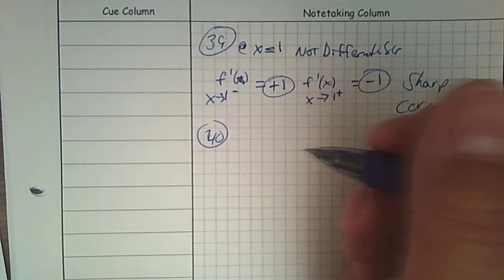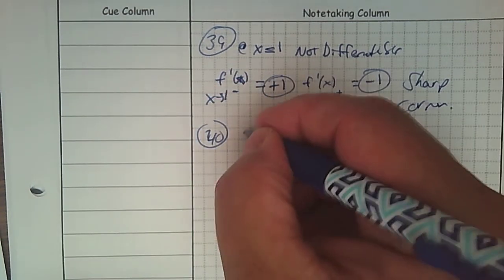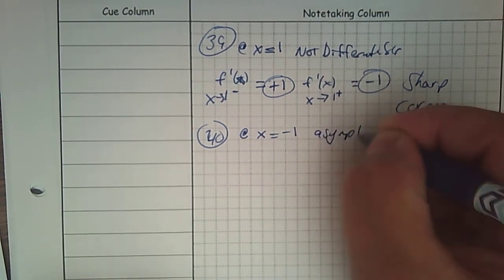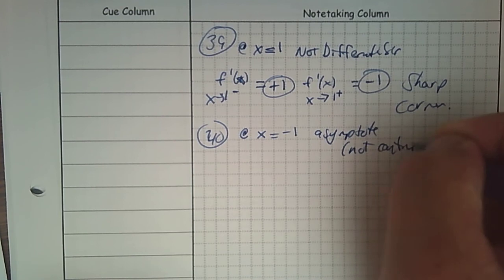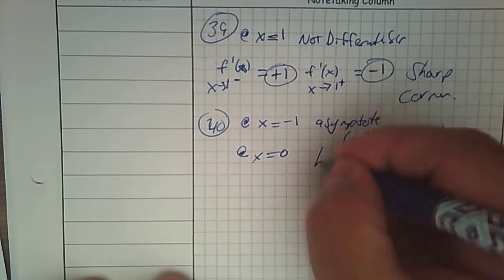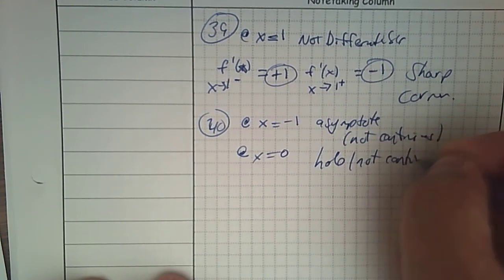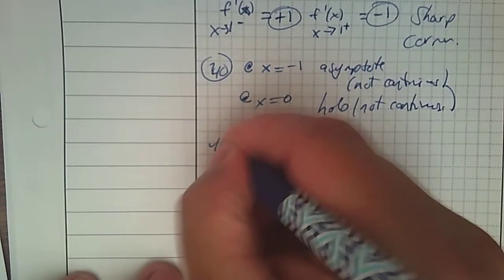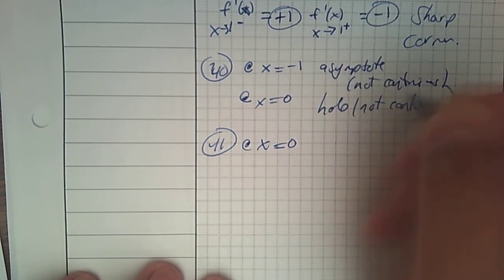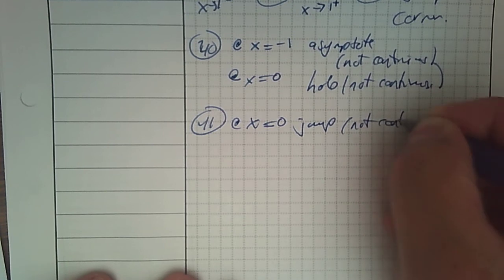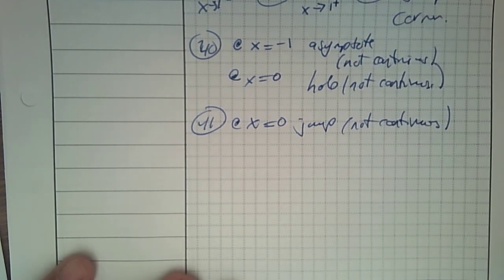Number 40. Where can you not take the derivative? Well, look to see where it's not continuous. So at x equals -1, there's an asymptote, that's why. Not continuous. Same thing here. Where else? At x equals 0. So at x equals 0, there's a hole. Not continuous. 41. At 41, at x equals 0, there's a jump. It's not continuous. And that's why there's no derivative there at 0.